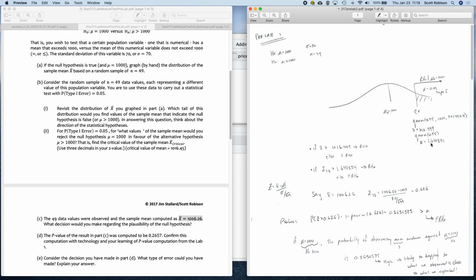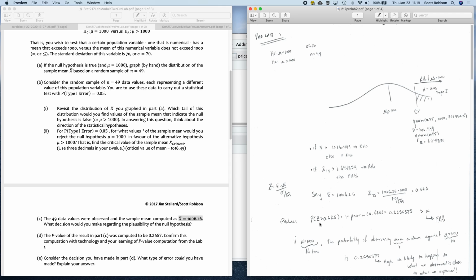Here we would use this z standard scale critical value, and you could see that 0.626 is actually on the left as well. So both if you're looking at X bar versus X bar critical or test statistic versus Z critical, you would not be in the rejection region, so you would fail to reject.